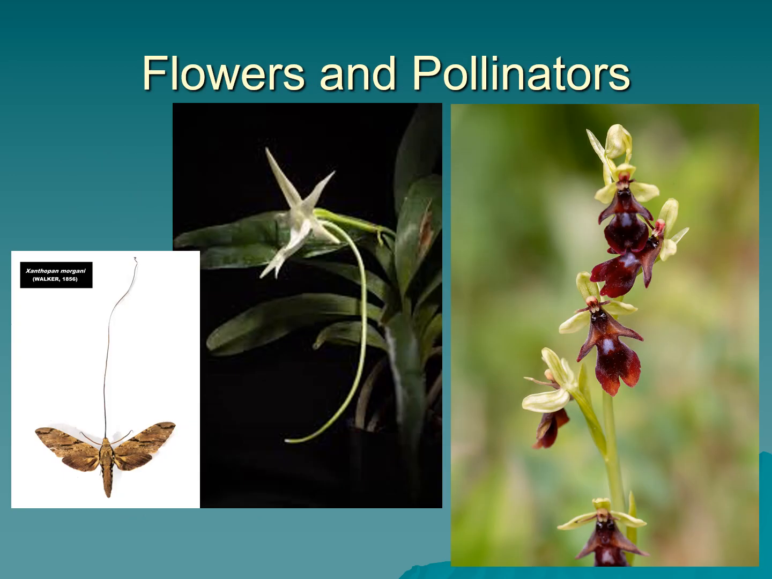Coevolution also exists between flowers and pollinators. It's an age-old example of specific flowers adapting to the specific pollinator that pollinates them. In the case of these two here on the left, this moth is the only organism with a proboscis long enough to reach down into the nectar at the very bottom of this flower.